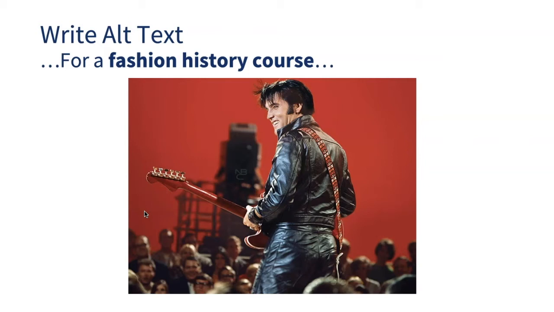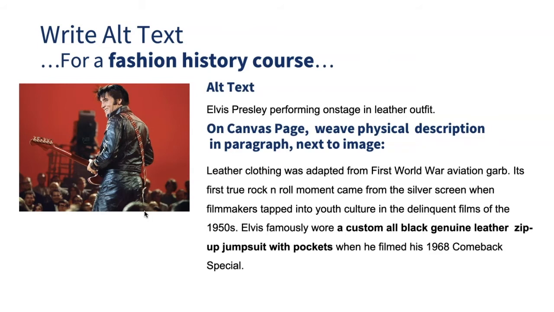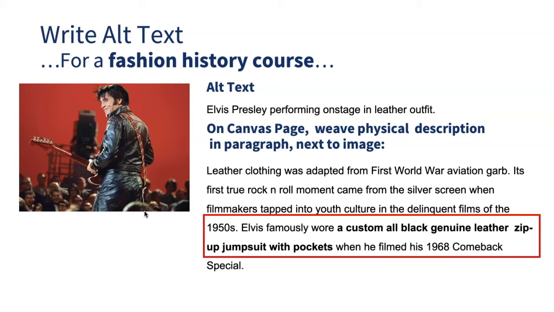What if this image was more complex? For complex images that have processes, or if we need to go more into detail, we need to approach creating alt text in 2 steps. Step 1, I've included the alt text that is a short description of what I see in the image. The alt text is Elvis Presley performing on stage in a leather outfit. Step 2, on the Canvas page, I had an existing paragraph that describes why this picture is important, and also provides a physical description of the essential parts of the image in bold. Now, the bold is just for your reference. And it reads, a custom all-black genuine leather zip-up jumpsuit with pockets.